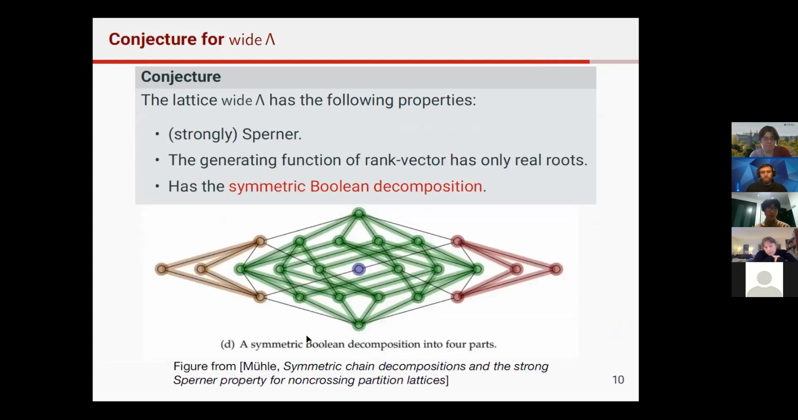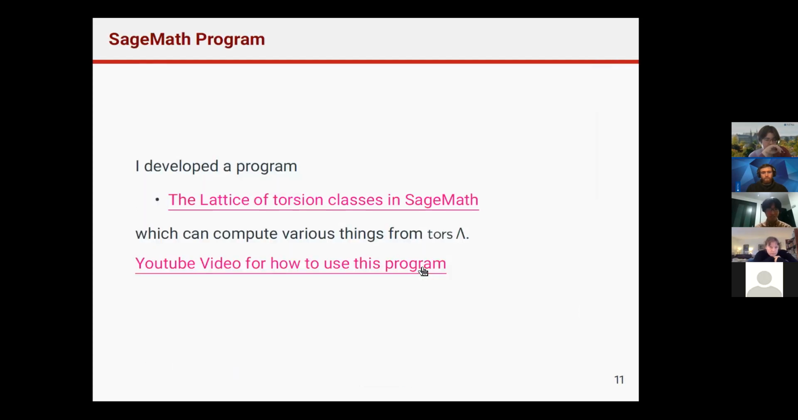And this is some conjecture on this lattice. I won't explain the details about these conditions, but I conjecture that wide lambda has the Sperner property, and the rank vector has a very nice property, and it has a symmetric Boolean decomposition that looks like this. It seems that wide lambda has a decomposition into Boolean lattices with the same center as in this picture.